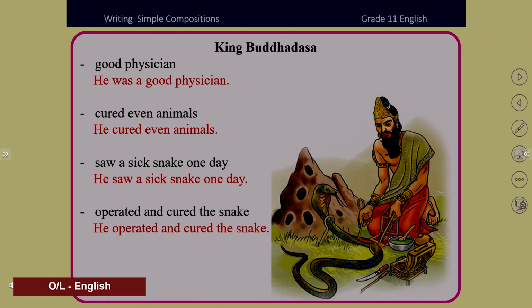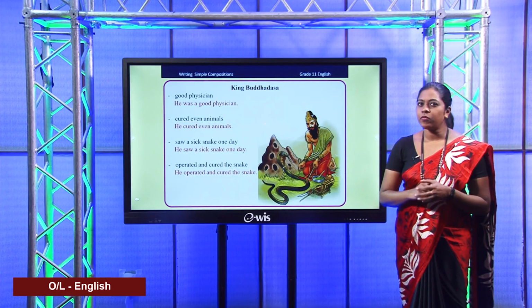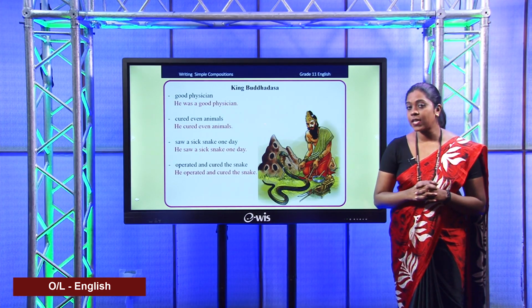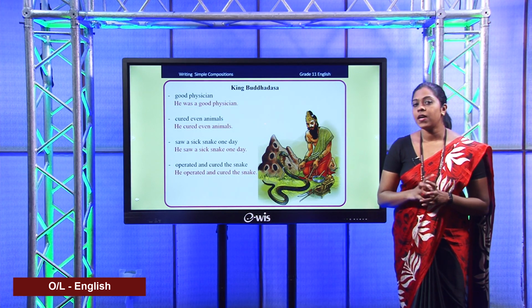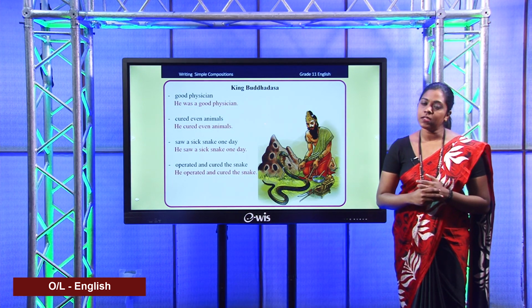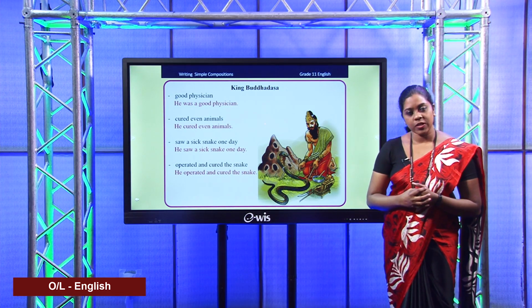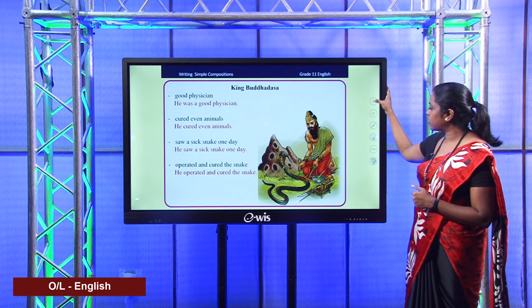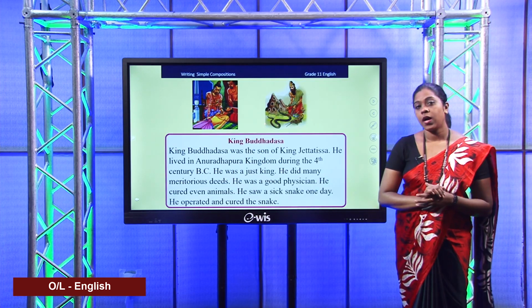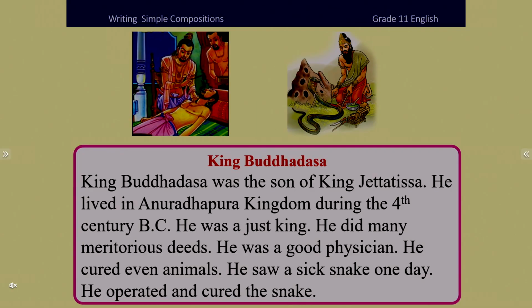And the last one, operated and cured the snake. So you complete it saying he operated and cured the snake. Right? So when you focus on constructing the sentences, I told you, you have to keep in mind the tenses, spellings, punctuation marks, etc. Right. Now let's put all these sentences together and see how our paragraph looks like.